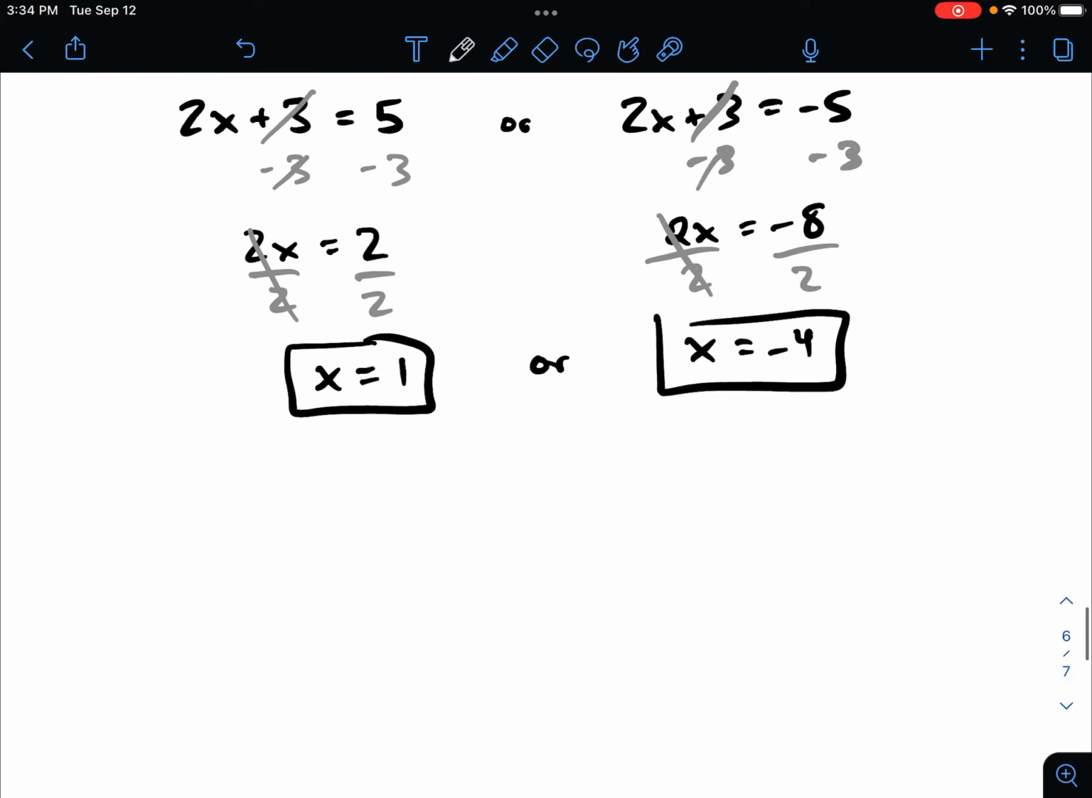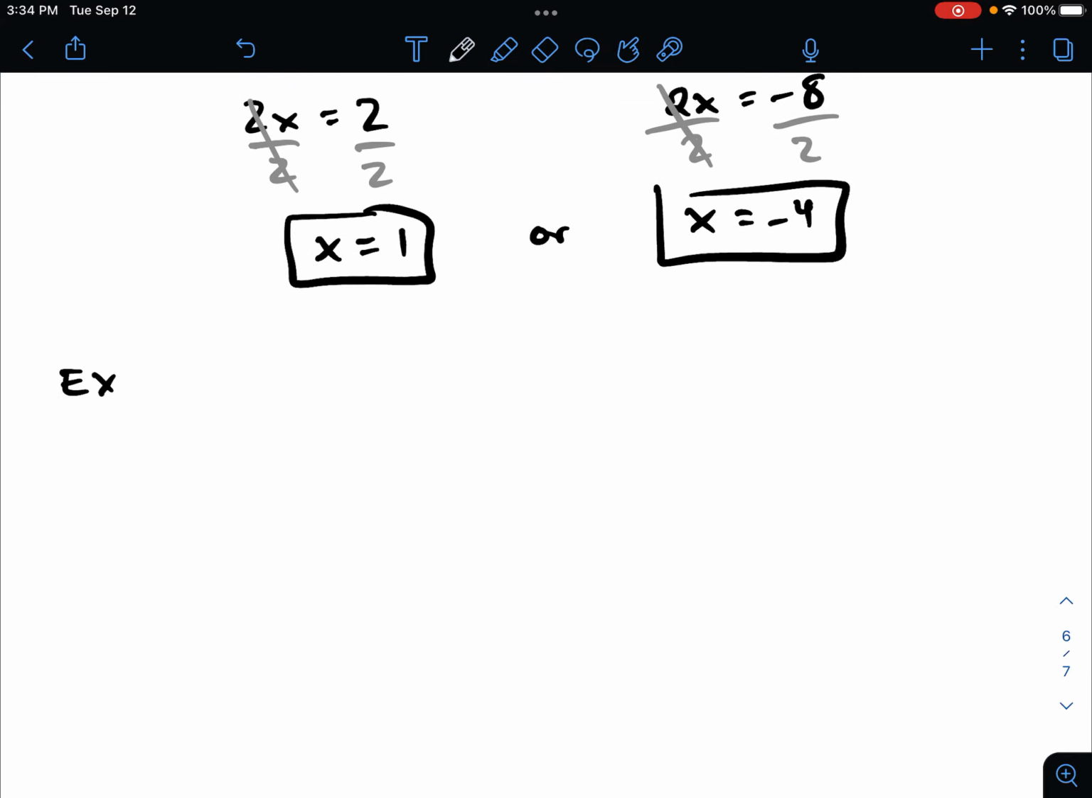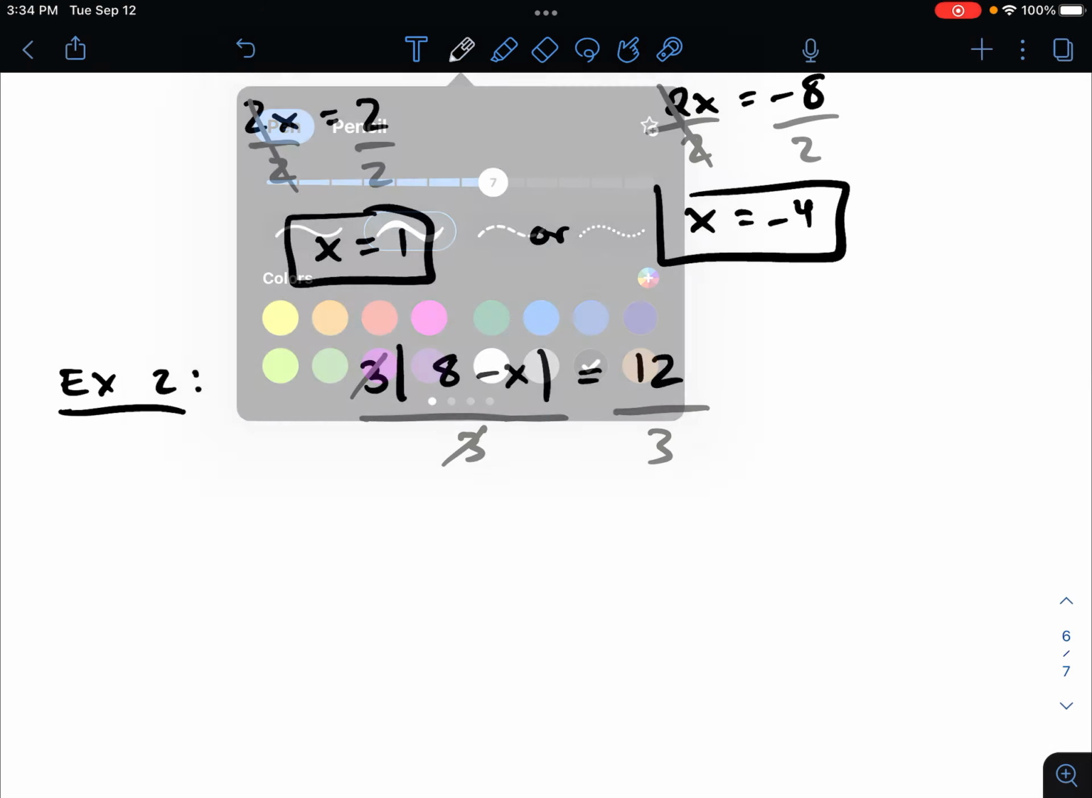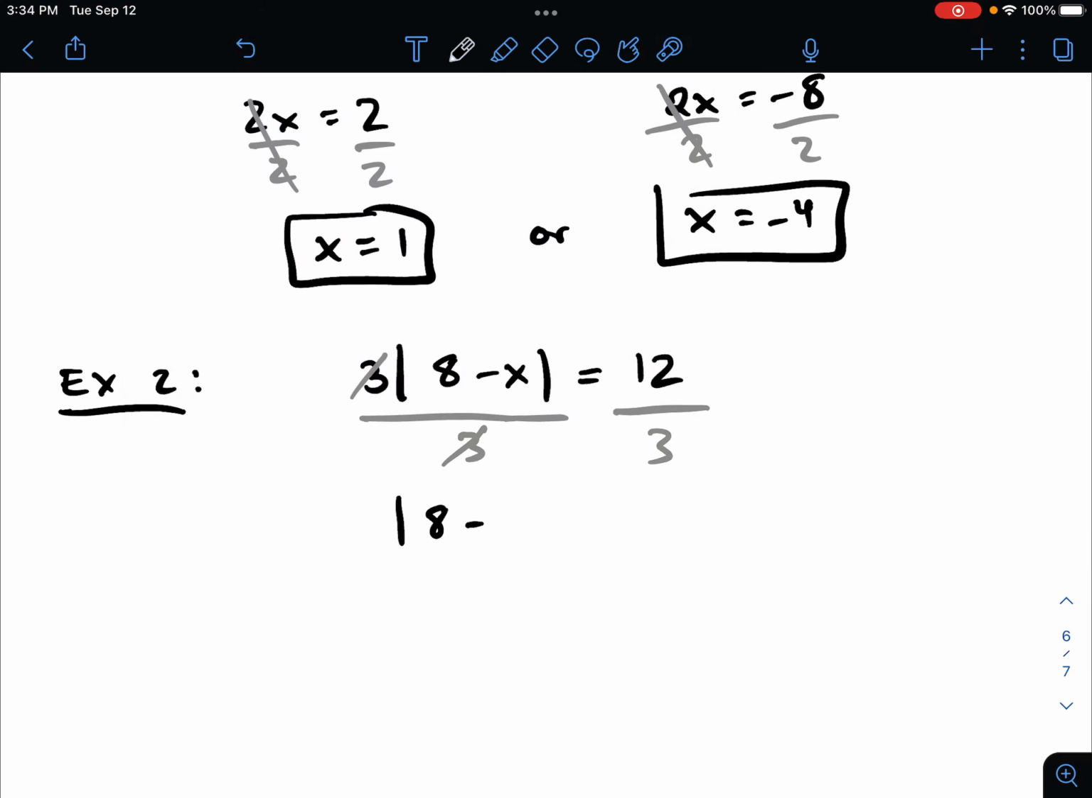All right, let's try one more example. Let's take 3 times the absolute value of 8 minus x, and let's set that equal to 12. What I'm going to do is isolate this absolute value. So I'm going to divide both sides by 3. The 3's will cancel on the left because 3 divided by 3 is just 1, leaving me with the absolute value of 8 minus x is equal to 4.